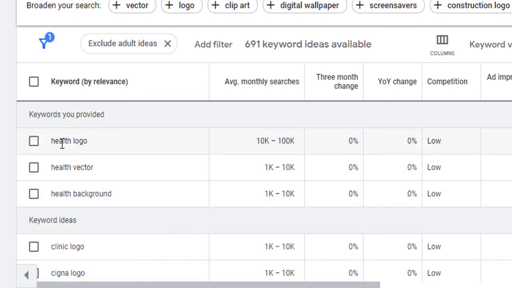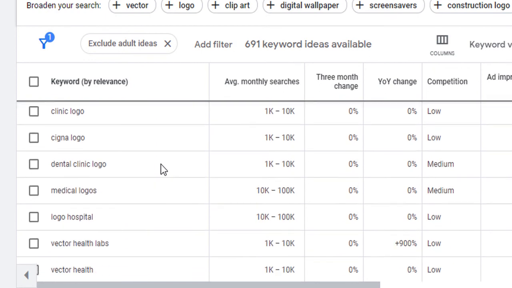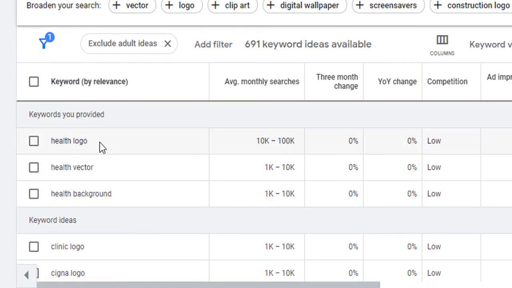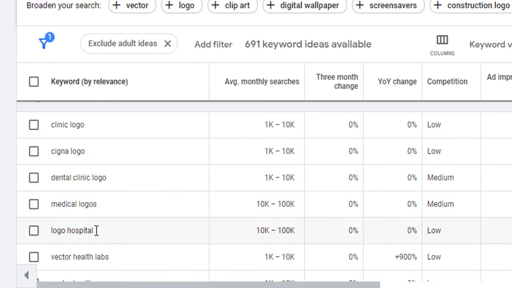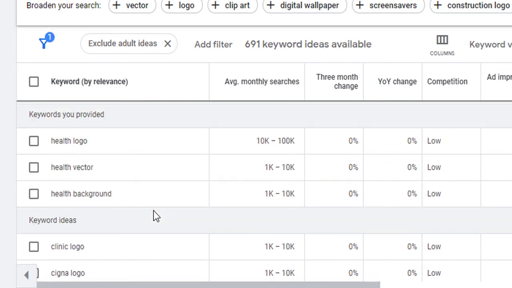Now for the people looking for health logo and the people looking for logo hospital, we could make a decision: I'm going to make a logo for health, and it is not going to be about maybe an ear or tooth. It is going to be about a hospital building. That way I am going to target both of these, so both of these audiences will fall into my target audience. I hope it makes sense.